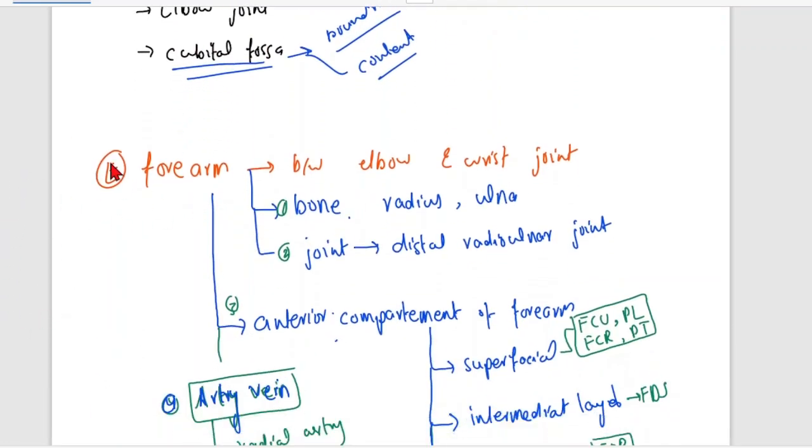Okay, another is the forearm. The forearm is also a region. The region between the elbow and wrist joint is the forearm region. Now, first of all, the bones are the radius and ulna. The joint of the forearm is the distal radioulnar joint.